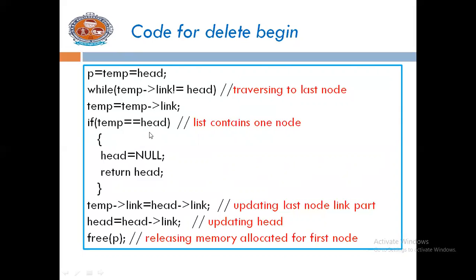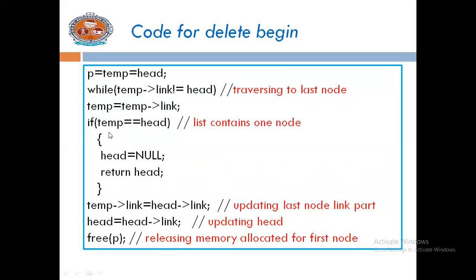After the completion of this while loop, if temp of link equals head, what does it mean? It means list contains only one node, that is the first node. So deleting the first node causes the entire list to be empty. So head pointer points to null, head becomes null.